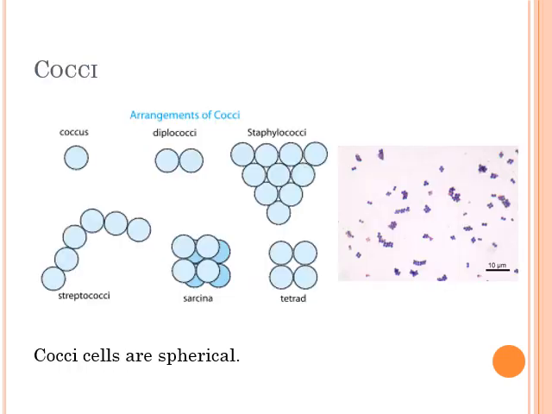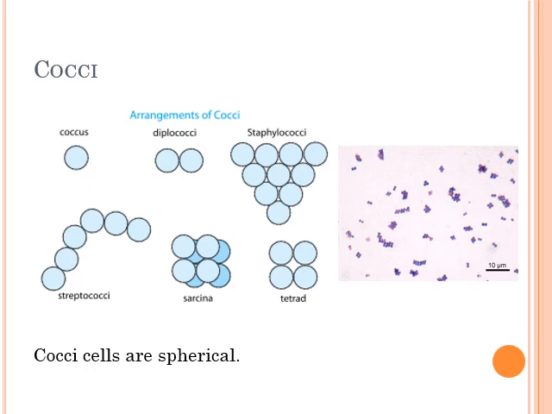The first shape we're going to talk about are the cocci cells. You've probably heard of this. We've heard of like Staphylococcus or Diplococcus. Think of your sore throat, right? Streptococcus, strep throat, right? You see where it's going here? So cocci are spherical. So they're big balls, and they can be arranged in different ways. If they're singular, it's coccus. Cocci is plural.